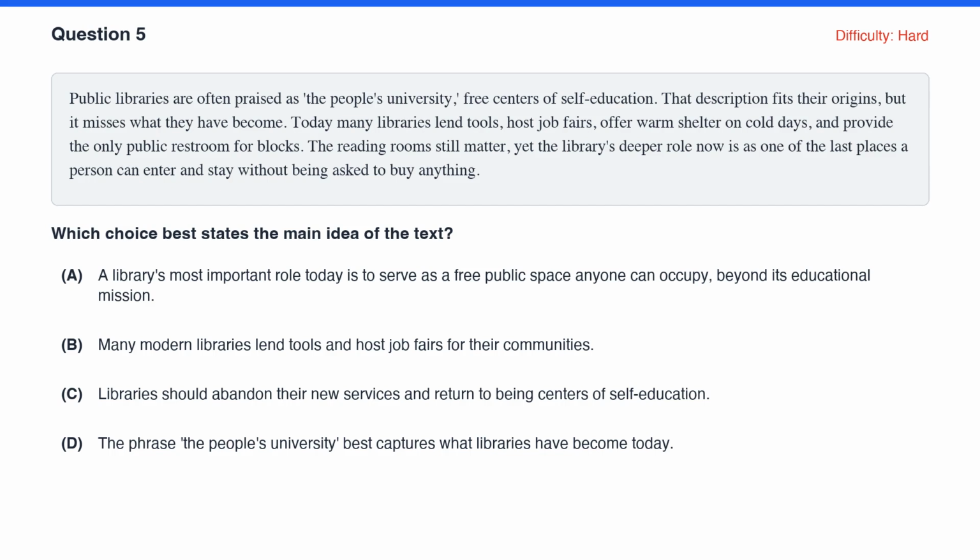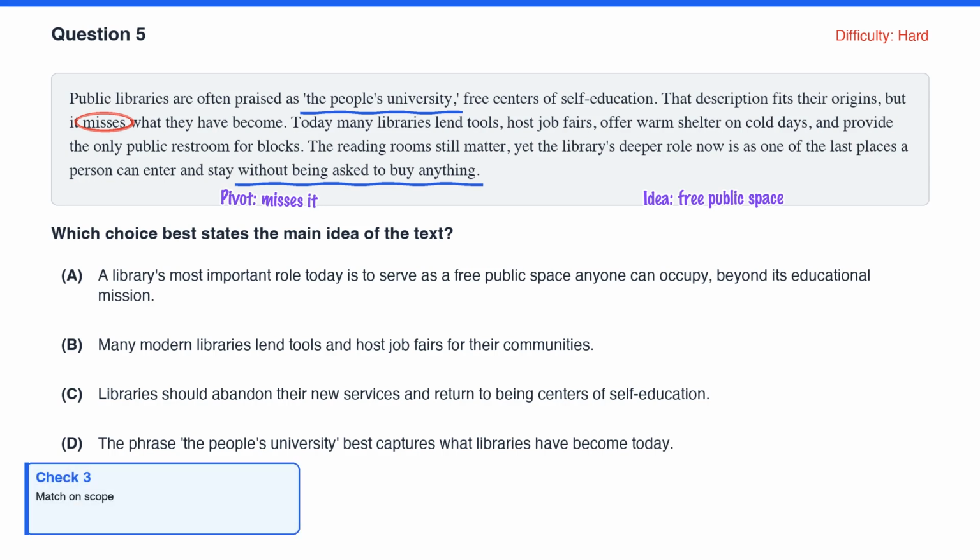Question 5, the hardest. Notice the famous label up front, libraries praised as the people's university. But watch the pivot. That description fits their origins, but it misses what they have become. The claim is the last line. The library's deeper role now is a place a person can enter and stay without being asked to buy anything. In one sentence, the library's real role today is a free public space beyond education.